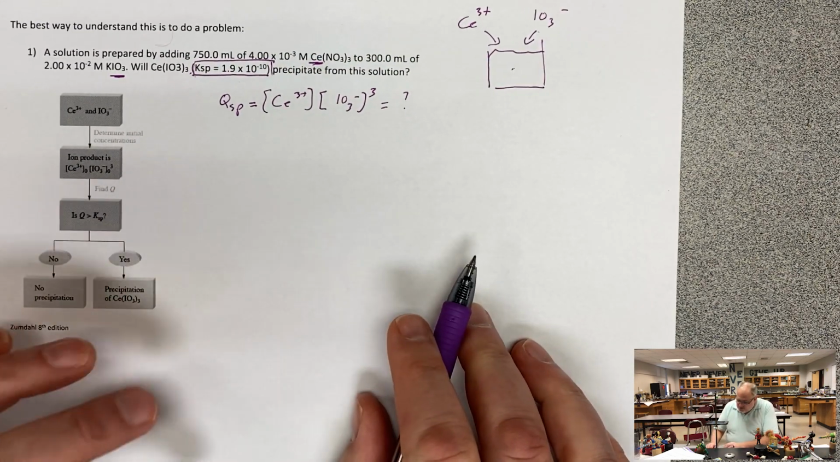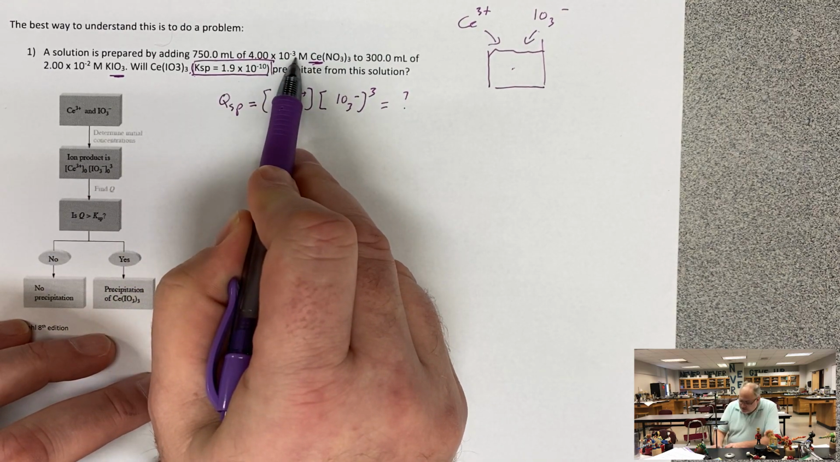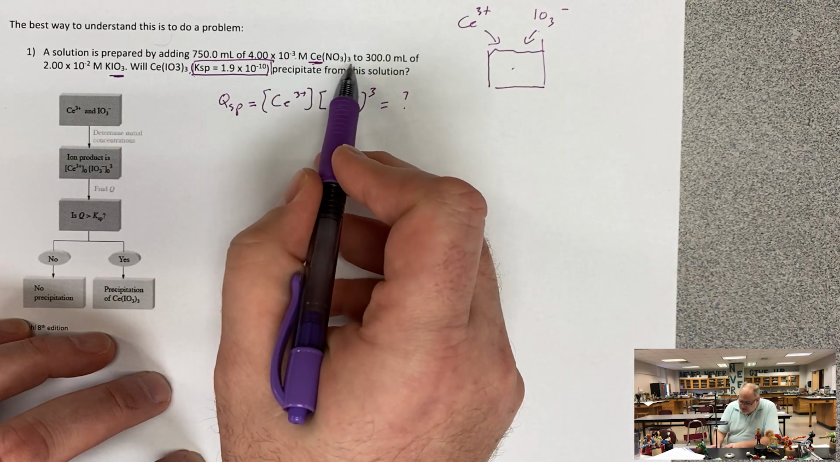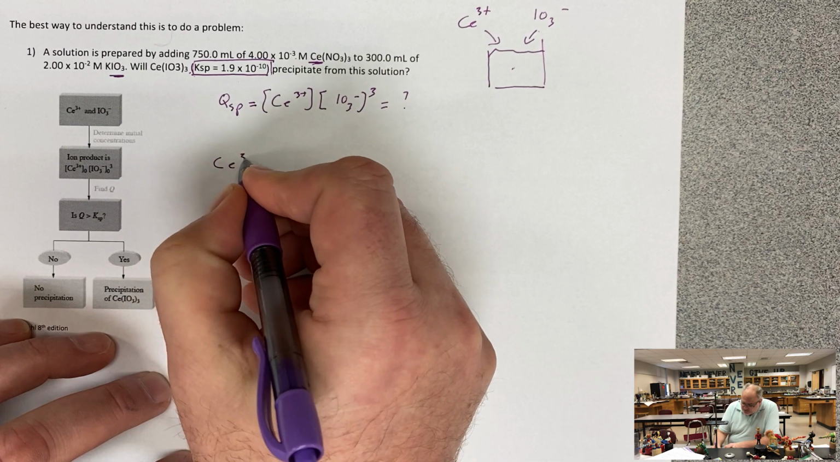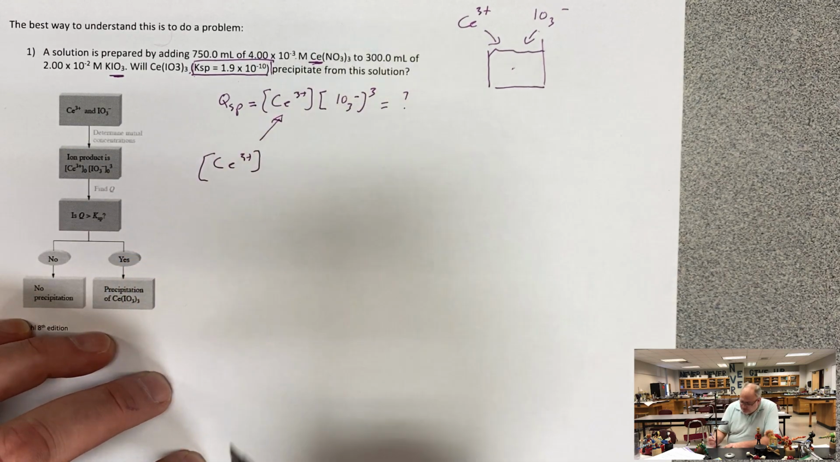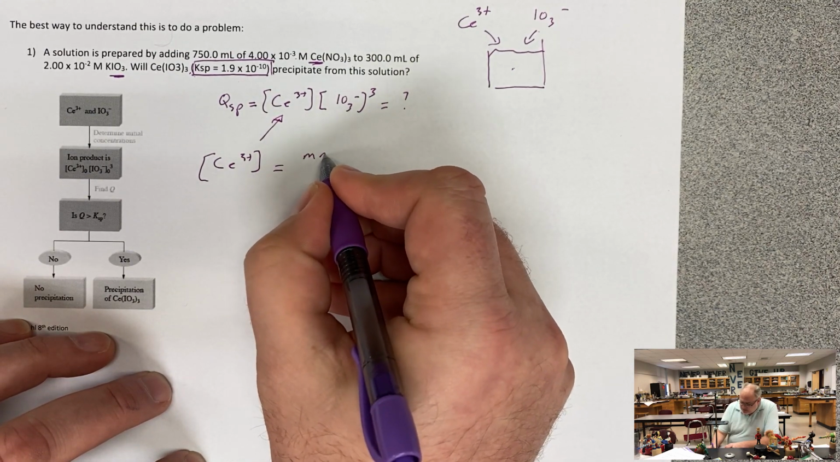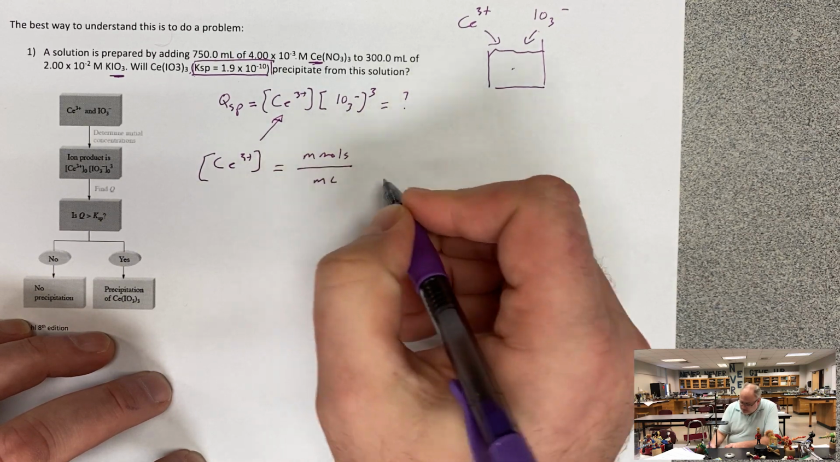Now, what you need to be aware of is that when they give us the volume and the molarity of something, what they're really giving us is the moles. So if we take a look at Ce(NO3)3, and we're trying to figure out just the Ce3+ concentration, because we need that concentration to put in here, what we really need is the moles, or the millimoles, divided by the milliliters, right?